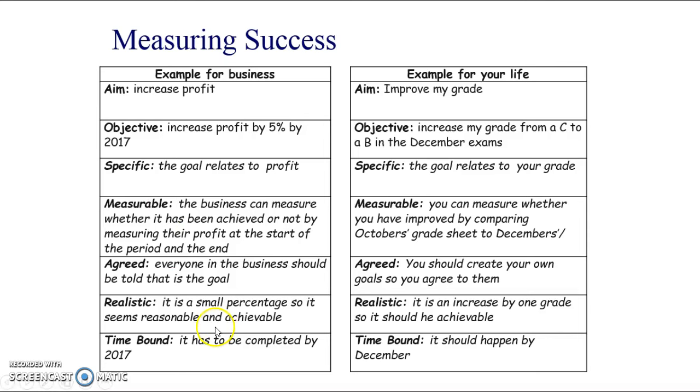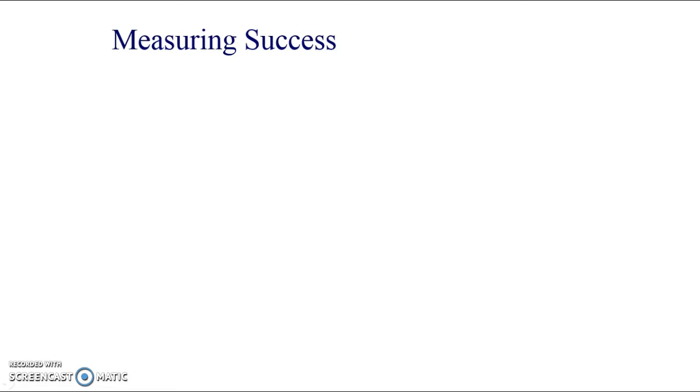It depends on the business that you're looking at. It's quite a small percentage, so it sounds realistic without knowing what this business is. If it's a business that's been operating for a long time, that might actually be quite a large amount of profit for them to achieve, but also it's time bound there. You can achieve it by 2017. So you might have an example from your life, so you can read over those things, but it's always good to set yourself time bound specific goals.